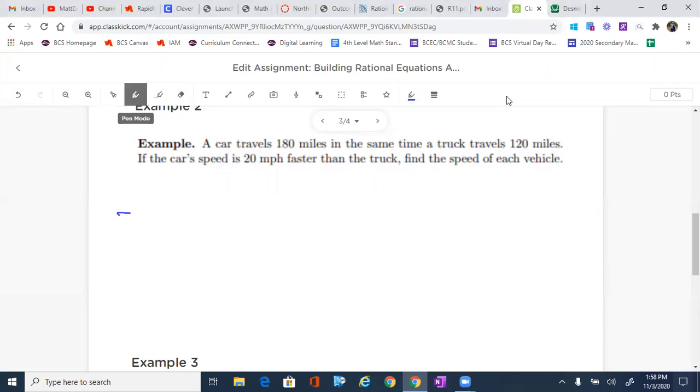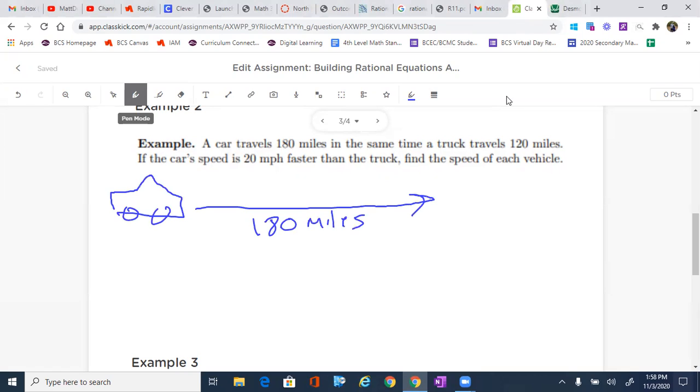So we've got a car. Here it is, and it is going in this direction, and it is going to go a total of 180 miles. And then we've got a truck, and that truck is also traveling, but it's only going to go about 120 miles. So we've got some distances there. It also tells us that the car's speed is 20 miles per hour faster than the truck.